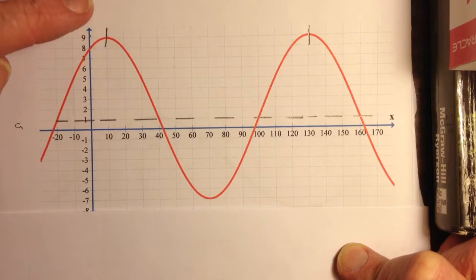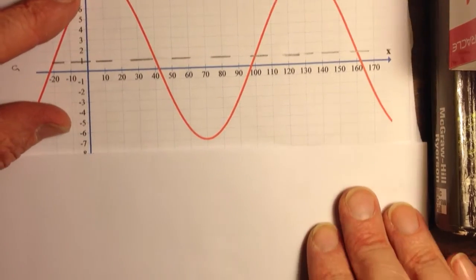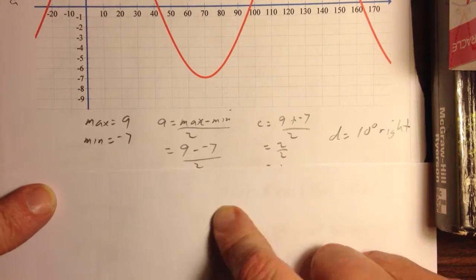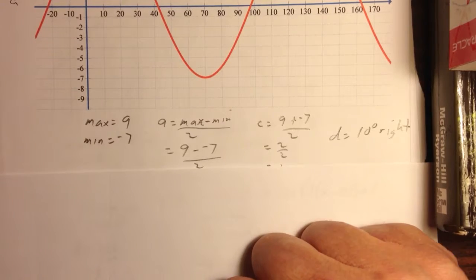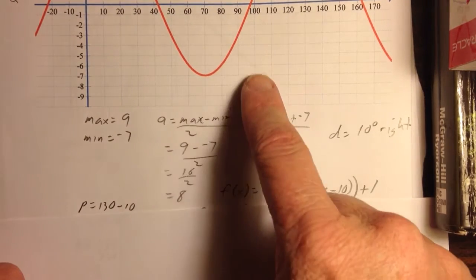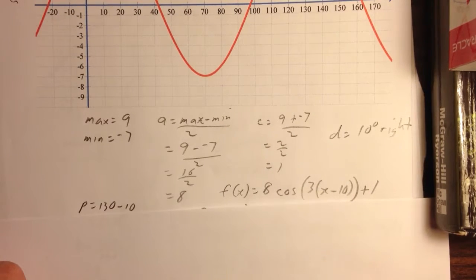I can see that my maximum value is 9 and my minimum value is -7. So my a value is max minus min, which is 9 minus -7, divided by 2, which works out to be 8. My c value is going to be max plus min divided by 2, which works out to be 1.